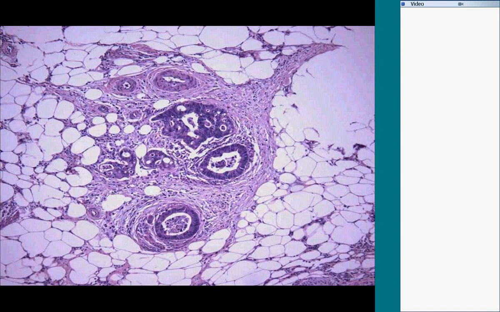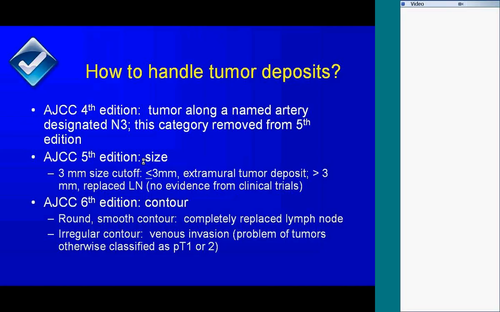And here's an example of an irregular peritoneal deposit, which probably represents invasion of a small vein. You can see the artery here, and I expect this represents venous invasion. But how do we handle these? Well, the AJCC 4th edition designated tumor along a named artery as N3, but that category was removed from the 5th edition.